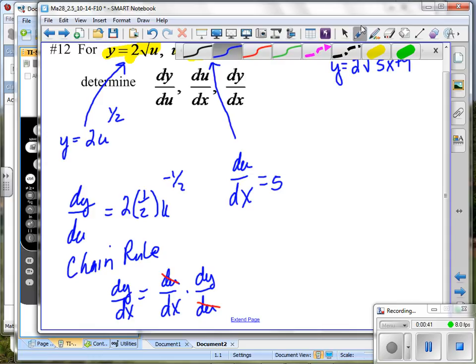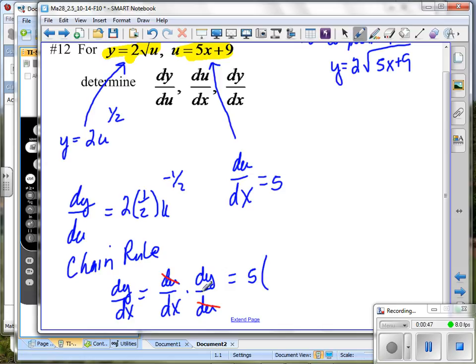So let's see. du dx is 5. dy du is, that's actually going to be 1, isn't it? 2 times a half. So it'd be u to the negative 1/2. But again, can't stop there. Why not? Yeah, x is my input, and I don't have it here.